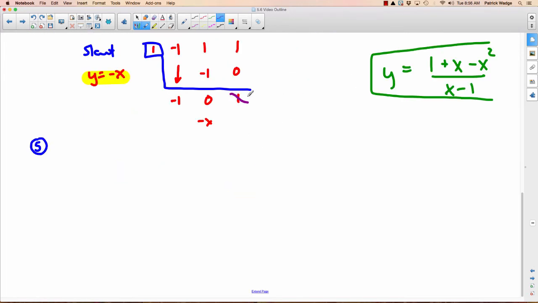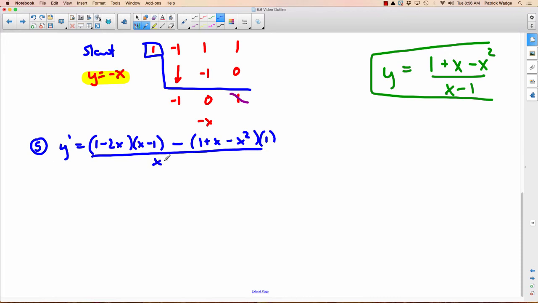Okay, it's time to take the derivative. Oh my gosh, we have to use the quotient rule, so it's going to take a while. Y prime equals, derivative of the top is 1 minus 2x. We got to multiply that by the bottom, which is x minus 1, minus the top, 1 plus x minus x squared, times the derivative of the bottom, which is just 1, and then we divide all that by the bottom squared. We're going to have to expand this.